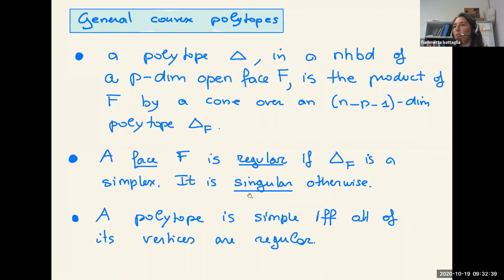So when we have a simple polytope, all of its vertices are regular, and this implies that all of its faces are regular, and otherwise we have a non-simple polytope.